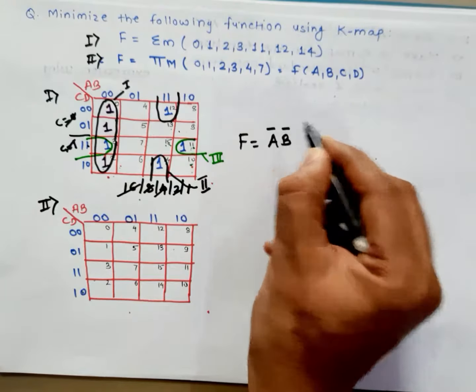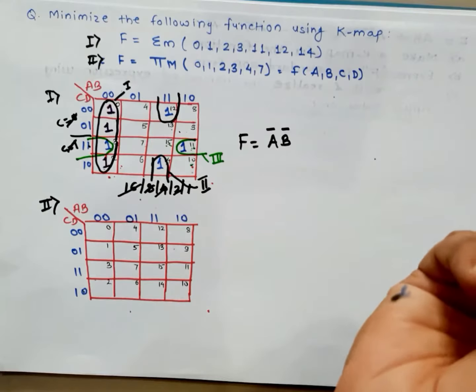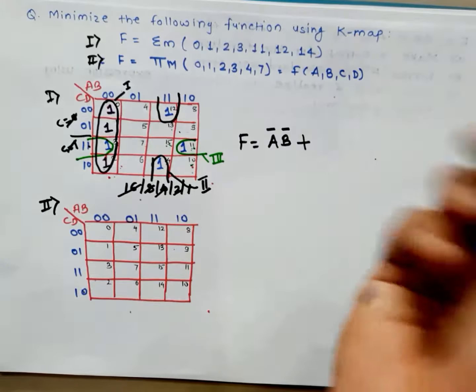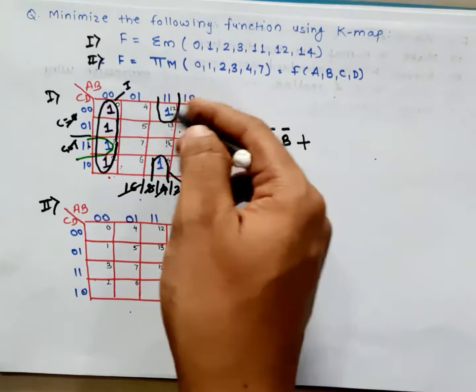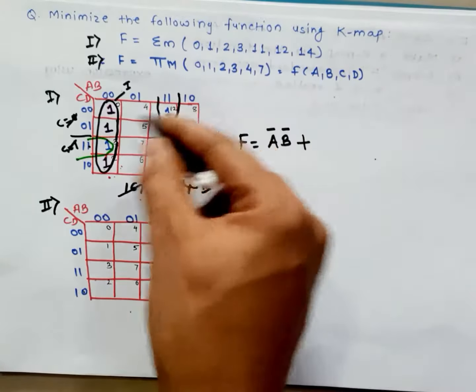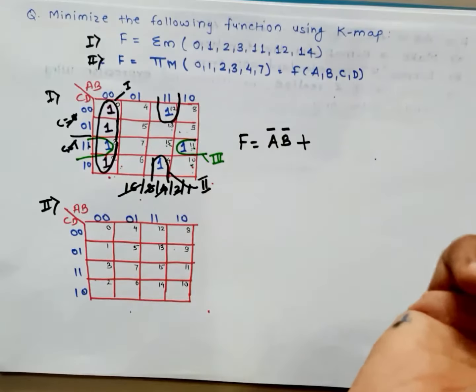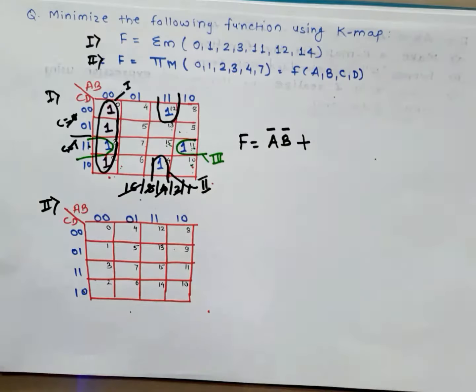This is an SOP function. So for 0, 0 we need to write A bar plus B bar, with the plus sign because of SOP. For the next term you require the plus sign. How many groups are there? 3. So how many terms should be there? Here we require 3 terms. For every group we need to write down one term.